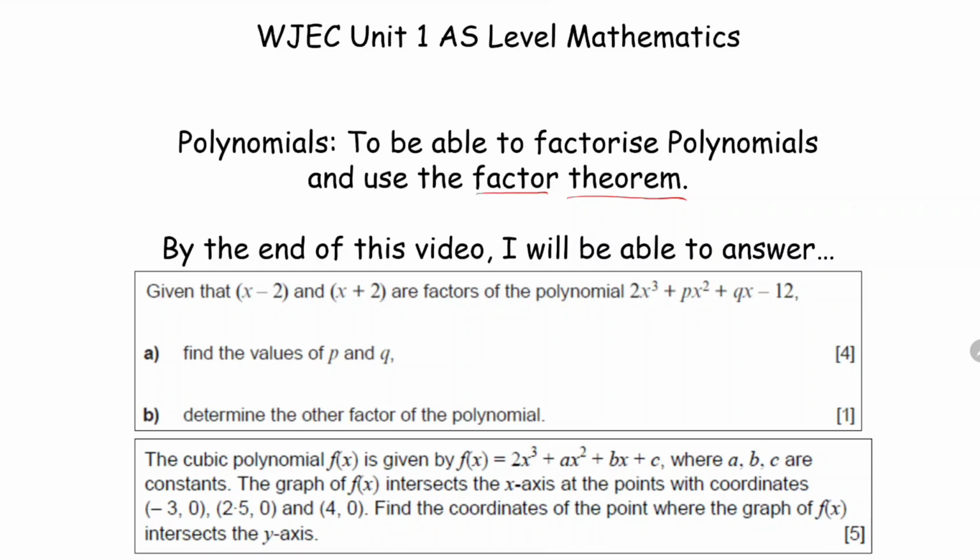By the end of this video we'll come back to these two questions, both taken from recent WJEC papers. You can see that they're quite different, but both questions require the same skills and the same techniques. Okay, so let's have a look at what is meant by the factor theorem.